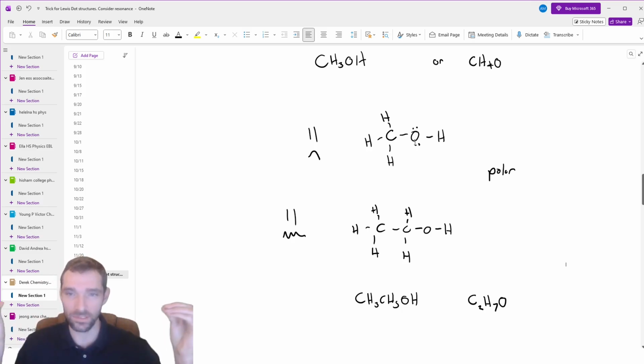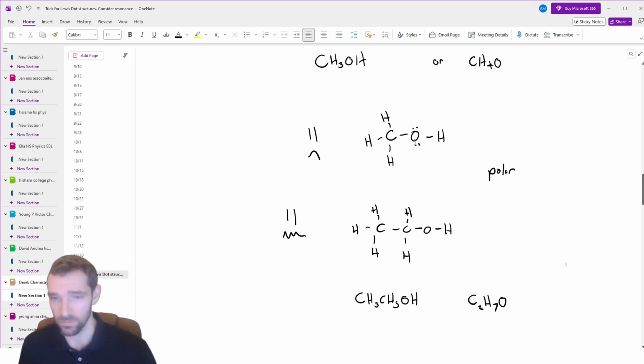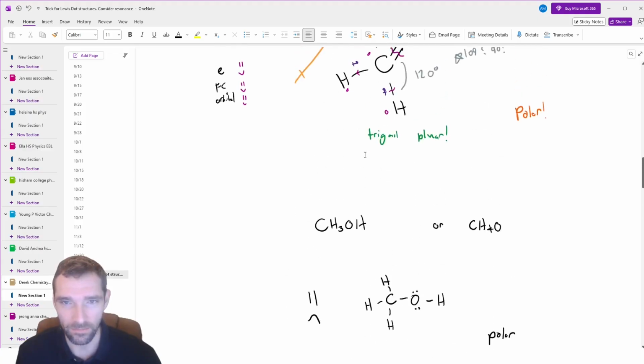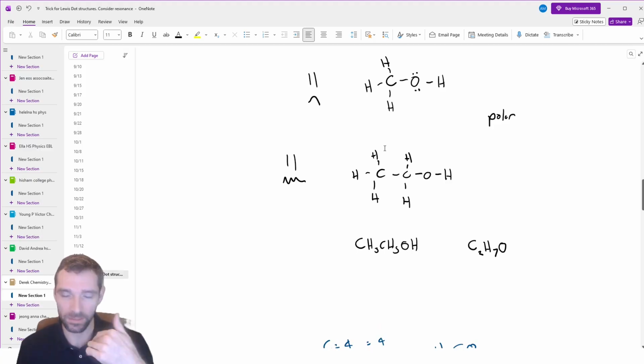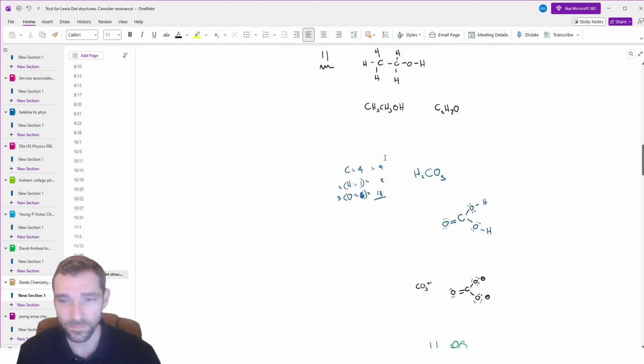You'll notice there's a couple trends on how these things attach to each other. Oxygen oftentimes is bound to 2 different atoms with some lone pairs. There should be some lone pairs on this oxygen as well. And carbon is very typically bonded to 4 different things. There might be a double bond, but it's very, very common for carbon to be attached to 4 different atoms.